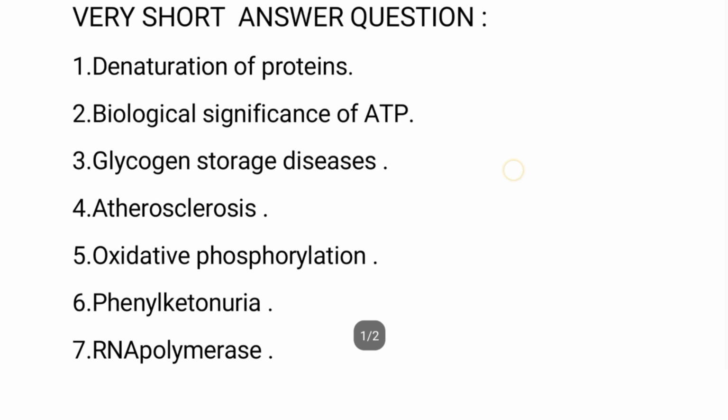So I request you, the first section is the very short answer questions, the 2 marks questions, so please concentrate very well on the 2 marks questions, of course everything. First question is denaturation of proteins and biological significance of ATP. One of the repeating questions, biological significance of ATP, is one of the most important, and glycogen storage diseases, and also atherosclerosis. Make a note that atherosclerosis and arteriosclerosis, both are important.